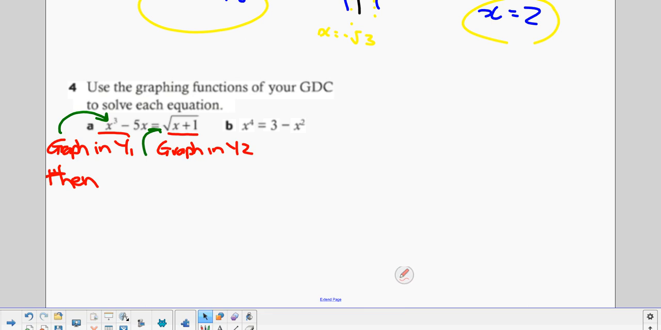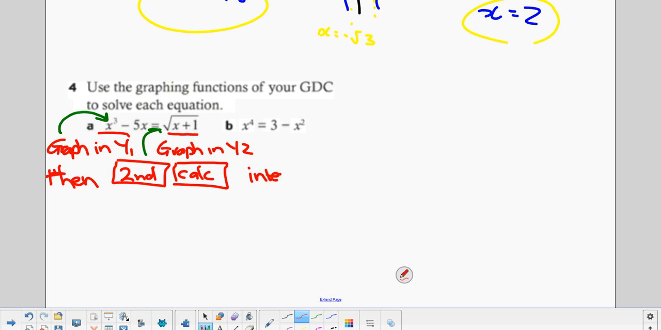After you graph it in y1, y2, to solve for x, what do you press? Second. Yes, second. Second calc. Zeros is to find the x-intercept, but here it's intersect, because you have to find the intersection. It either says intersect or intersection, I forget. Isn't that 5? Something like that.